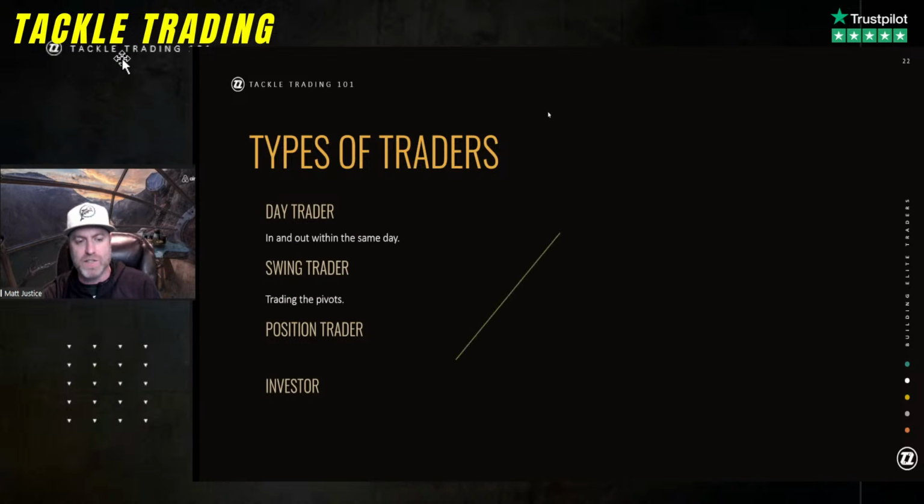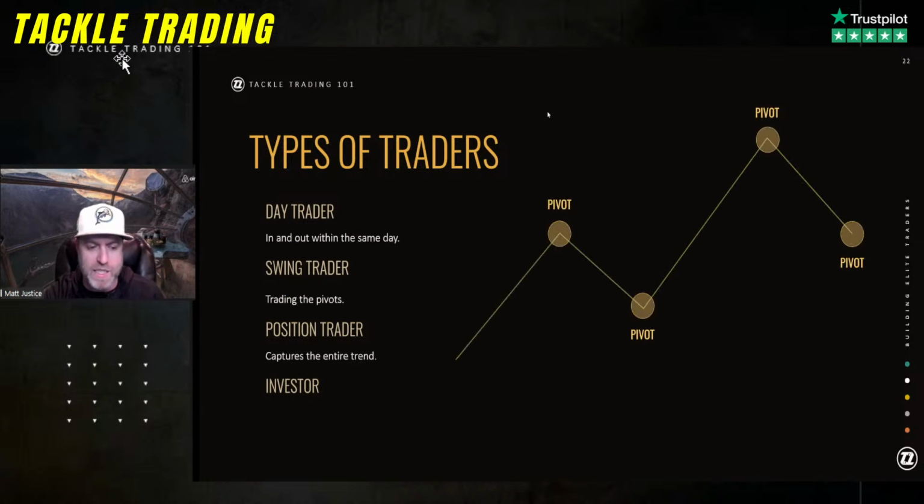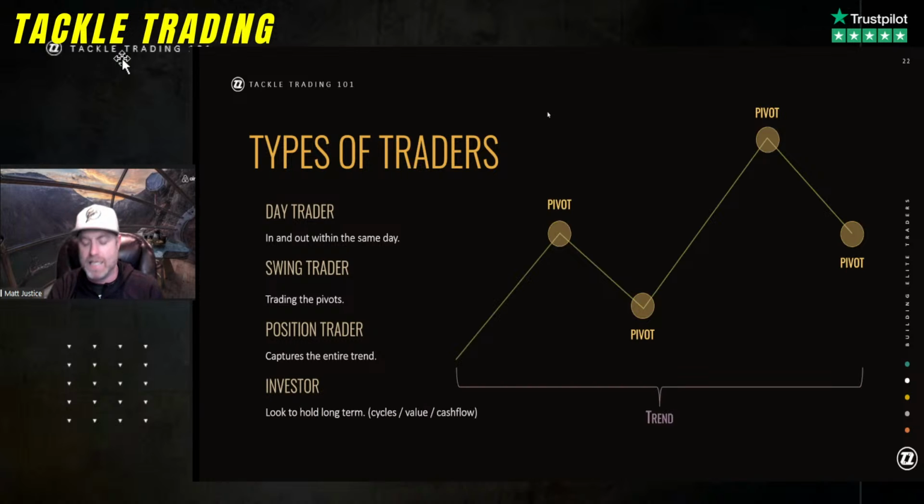Now, in the life cycle of a trend, I hope it will help everybody understand that at different parts of the trend, different cycles of the trend, we are going to behave a little bit differently. Now, when it comes to the types of traders, there are four types of traders.